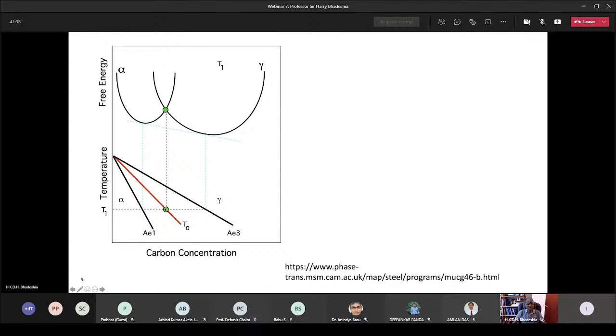What it means is that austenite of composition to the right of the T0 curve cannot, even in principle, transform into ferrite of the same chemical composition. In other words, diffusionless transformation is impossible. Okay? But if your austenite has a composition less than T0, then in principle it can transform into ferrite of exactly the same composition. So we can get diffusionless transformation.